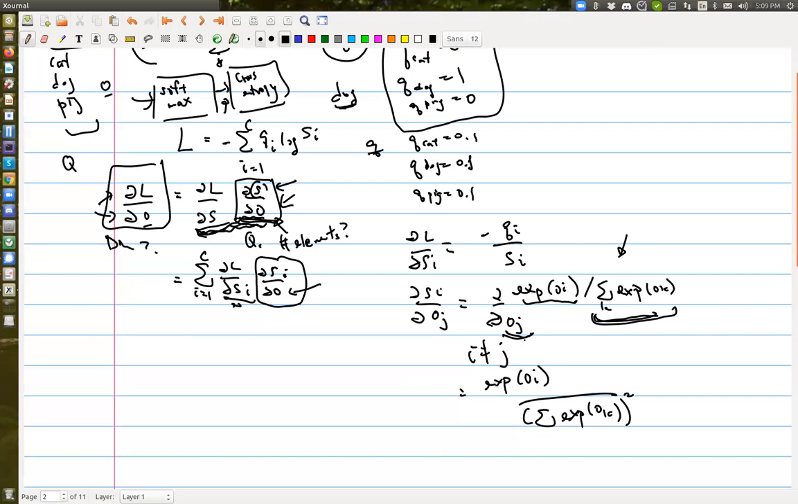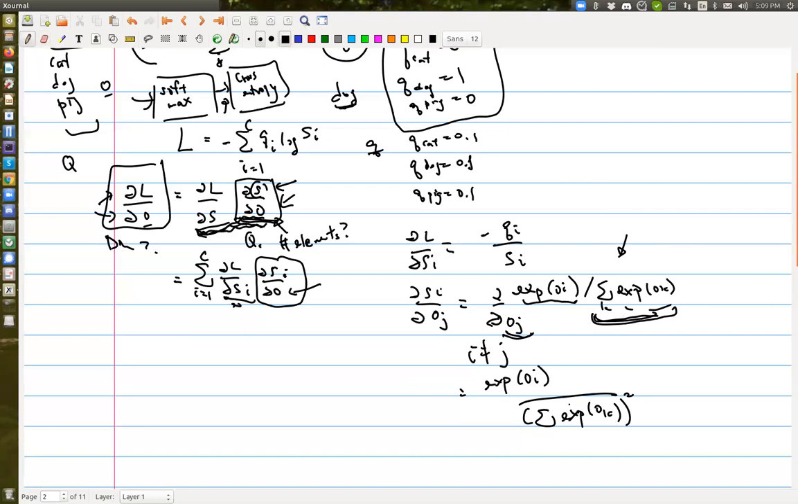Because this will be one of, let's say, I have O1, and I'm taking partial derivatives with respect to O1, O2, O3, and so on. Maybe J equals 1. I'm taking the derivative with respect to O1. Then the first term here will be exponential O1 plus exponential O2. So I cannot treat that as a constant.